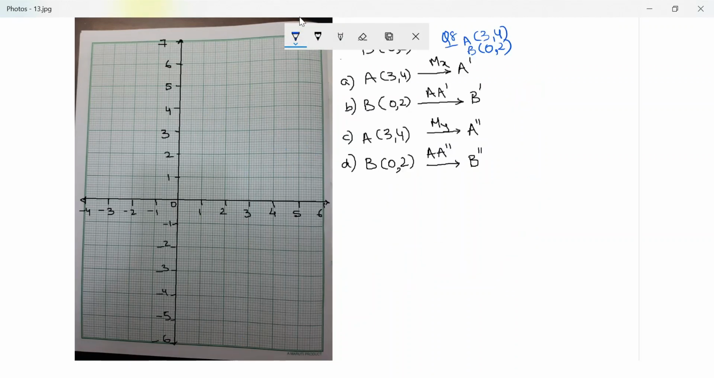Question number 8. Question 8 is point A and B have coordinates 3, 4 and 0, 2. Find the image of A under reflection in x-axis. So 3, 4 when reflected in x-axis will give me coordinate of y will change, which means it become 3 comma negative 4. Next, B dash of B under reflection in the line A dash.